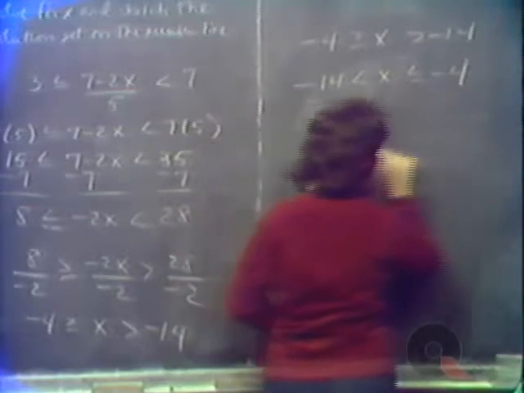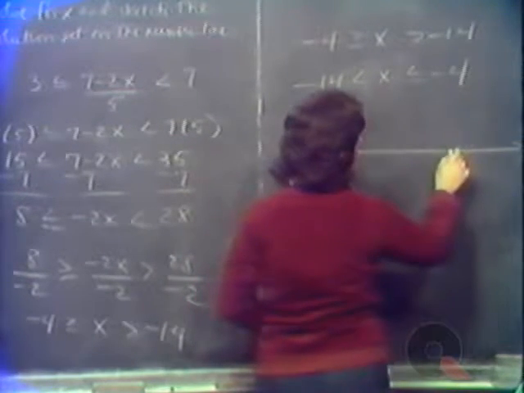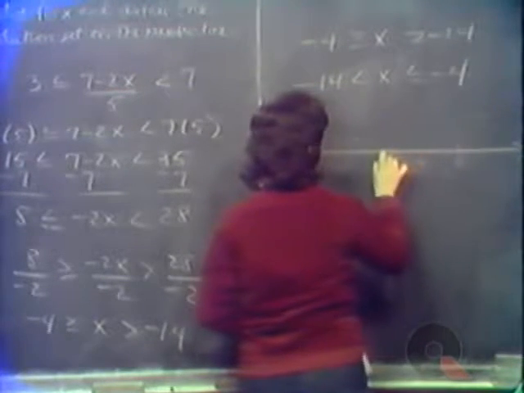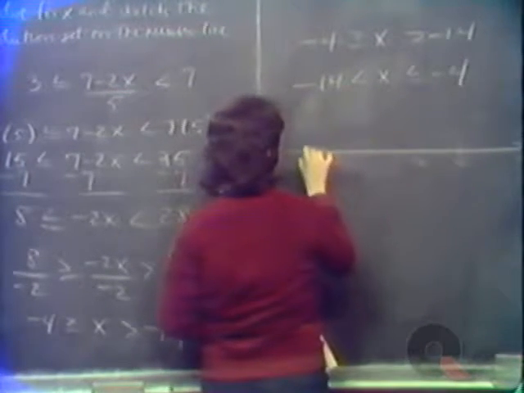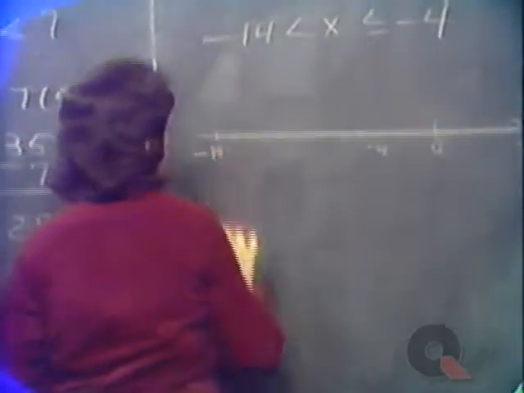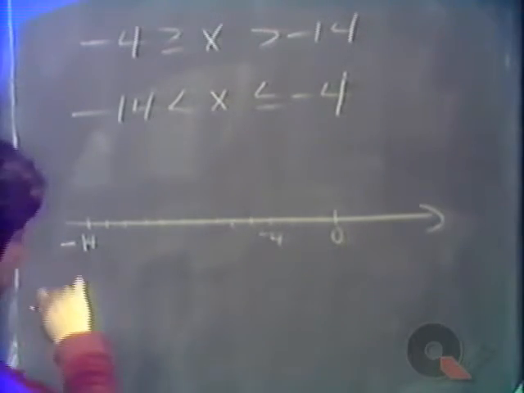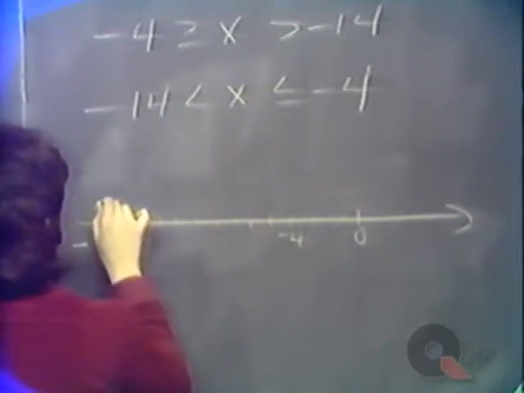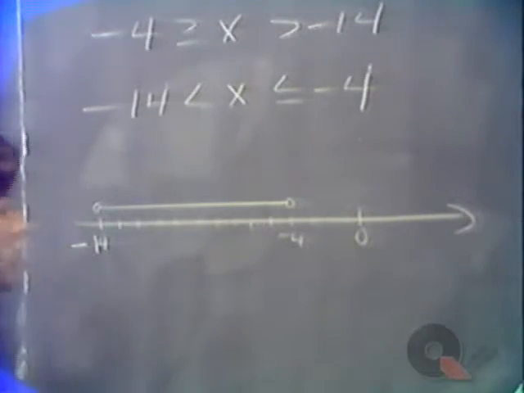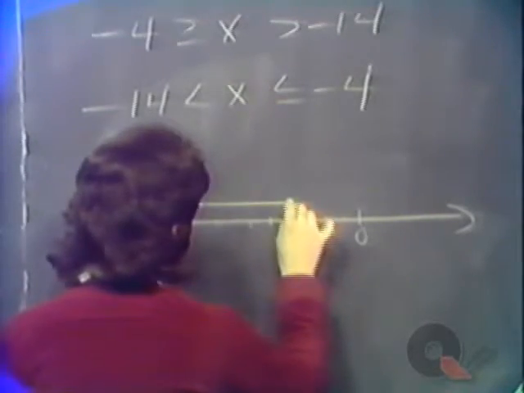So on the number line, we have the following. Here is 0. Here would be minus 1, 2, 3, 4, 5, 6, 7, 8, 9, 10, 11, 12, 13, 14. And we want all those values between minus 14 and minus 4. This indicates everything between minus 14 and minus 4. And furthermore, minus 4 is acceptable, so we fill it in over here on the minus 4.